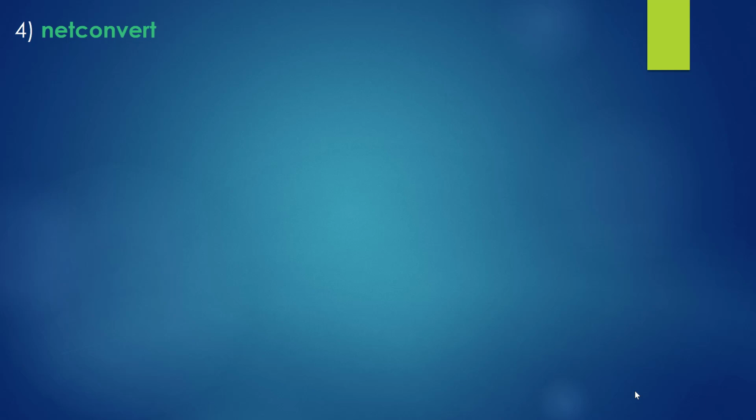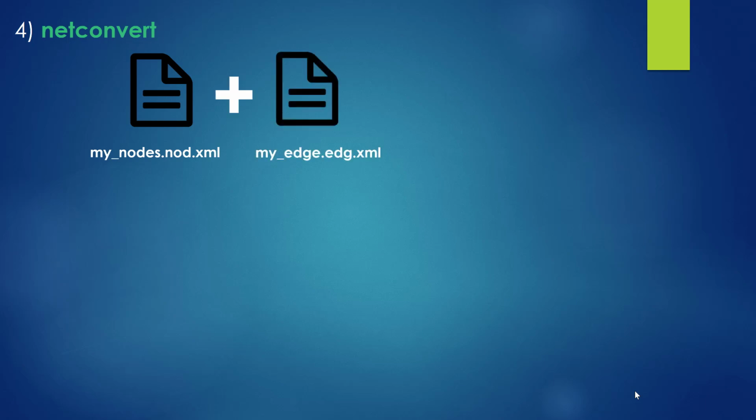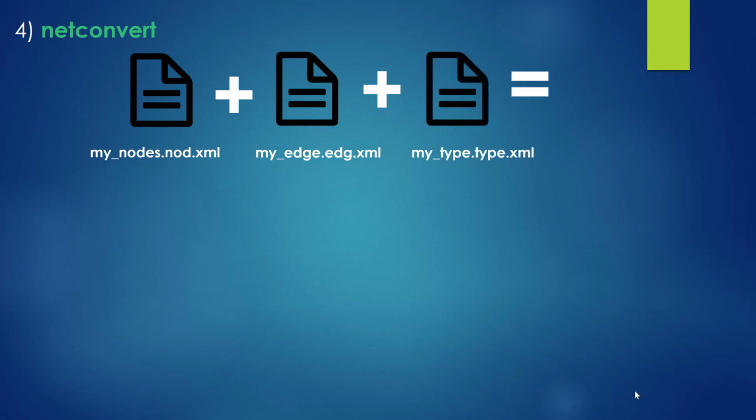Next, netconvert now is going to assemble the node file, the edge file and the type file, and it's going to output the net file, the network file, the actual network file we are looking for. I've called that mynet. You can call that anything you like.